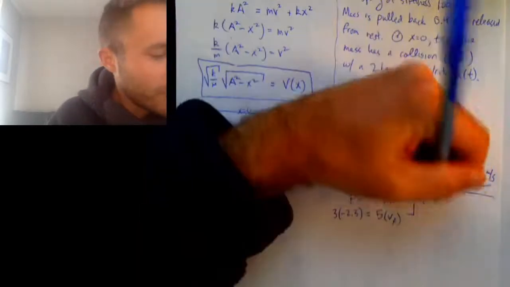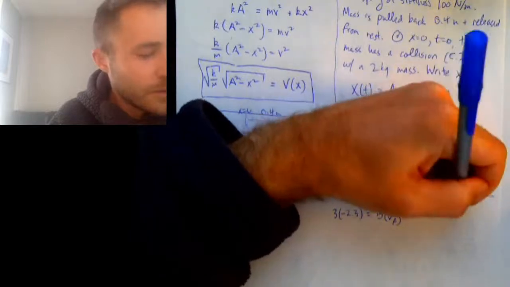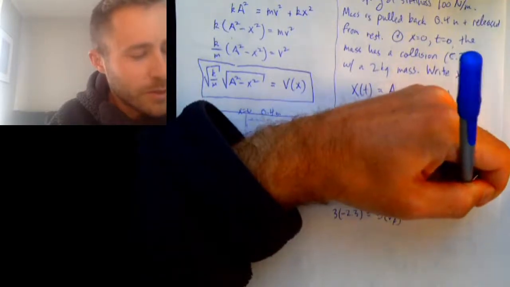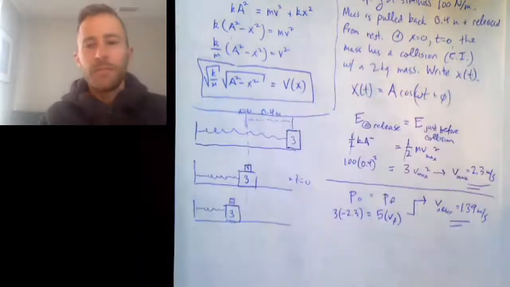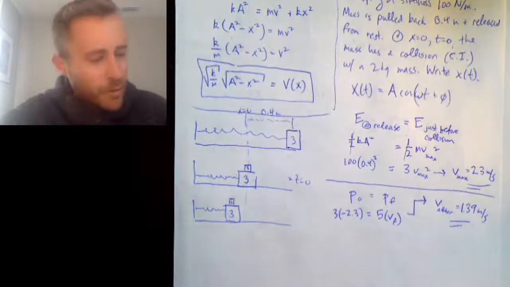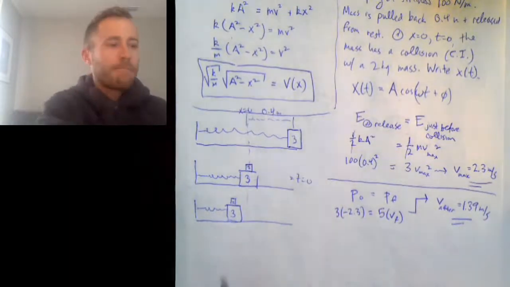And after the collision, the speed is 1.39 meters per second. So we can see that some of that energy was dissipated. It slowed down. Okay.